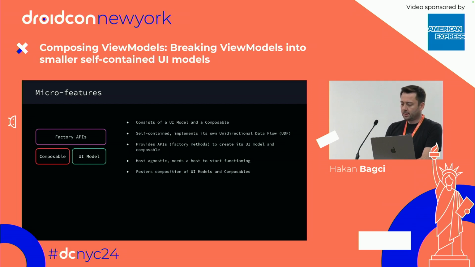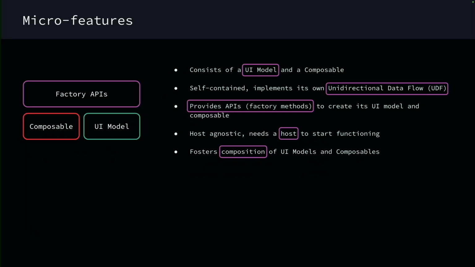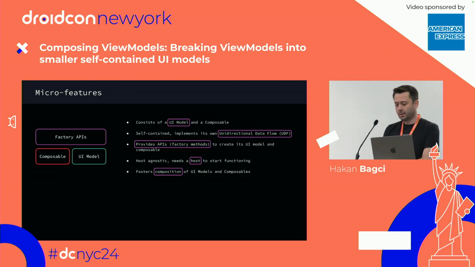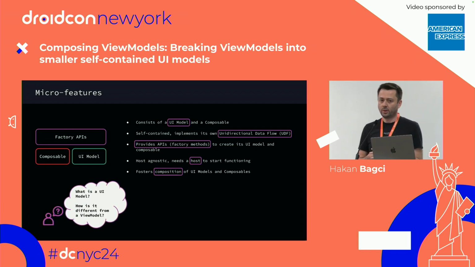Here, we need to highlight some keywords before deep diving into this microfeature definition. One of them is UI model, the others are unidirectional data flow, provider APIs, host, and composition. We'll be discussing all these keywords in detail soon, but before that, maybe you are wondering something. I think we saw this UI model keyword in the first slide. Now it's the second time here. So what's a UI model and how is it different from a view model?